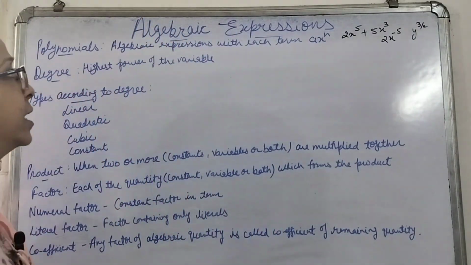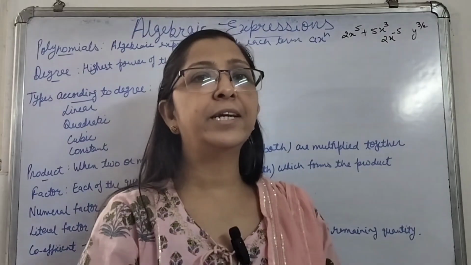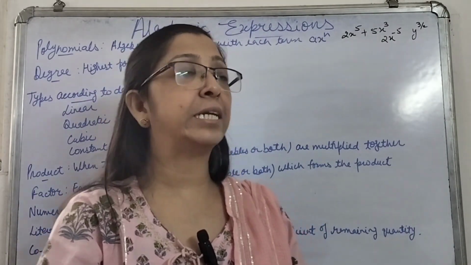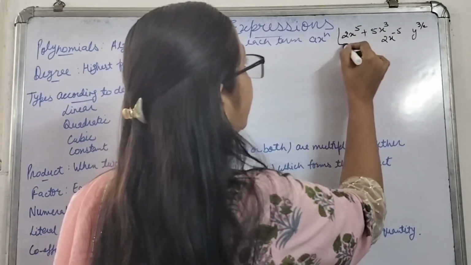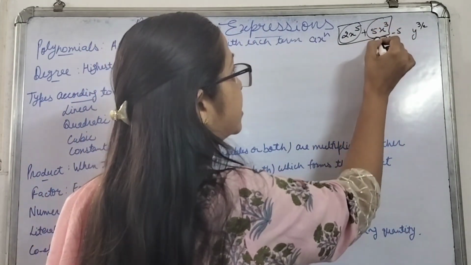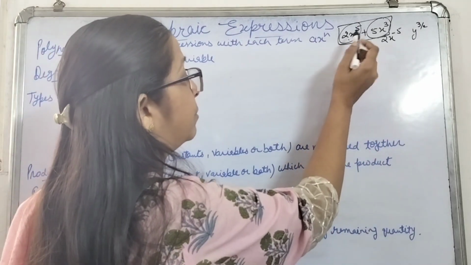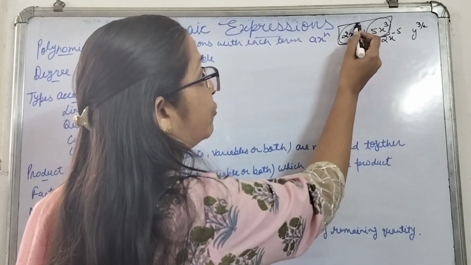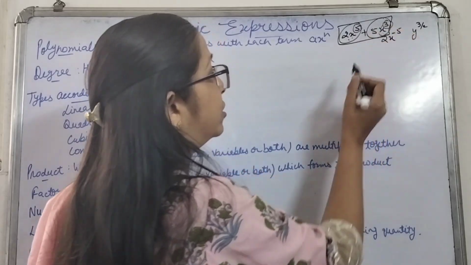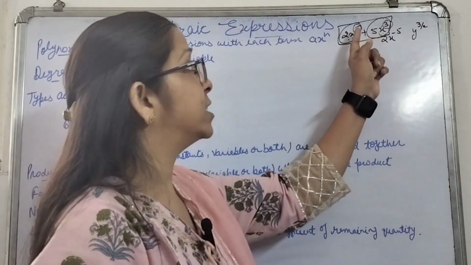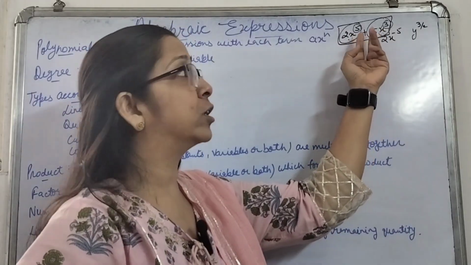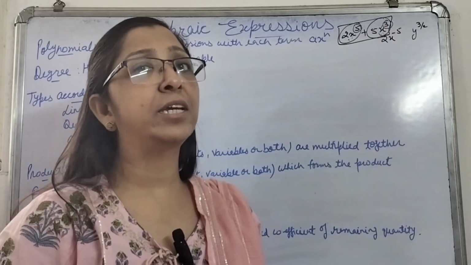Now what is degree? The highest power of the variable in any polynomial or algebraic expression is known as its degree. Like if I'm going to take this example, this is one of the terms and this is one of the terms. In this term, the power of the variable is 5, and in this term, the power or the exponent of the variable is 3. So which is higher in this case? 5 is higher. That's the reason the degree of this polynomial or this algebraic expression will be 5.